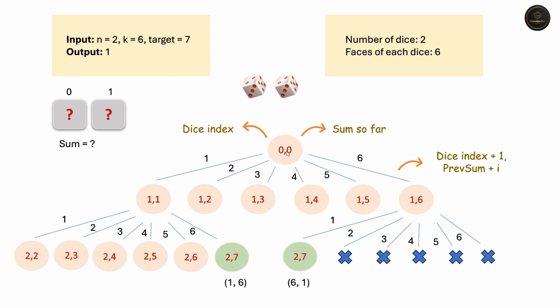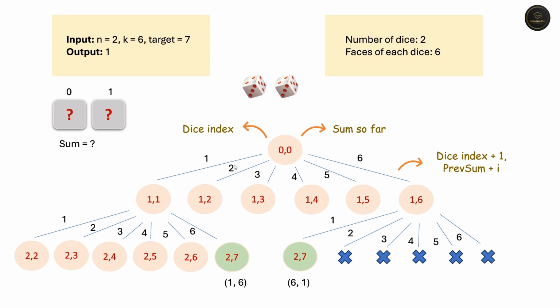So we have to decide what is the value for the first die. For the first die, we have 6 faces because k is given as 6. So we can select any of these faces, right? If we select 1, what should be the value for the second one? The index of the second die is 1. And what is the sum we have achieved so far? It is 1, because the initial sum was 0.